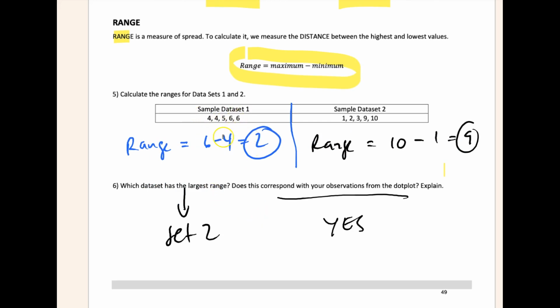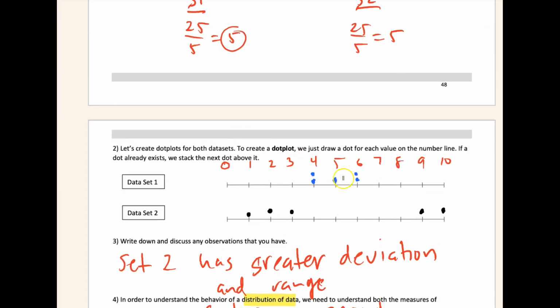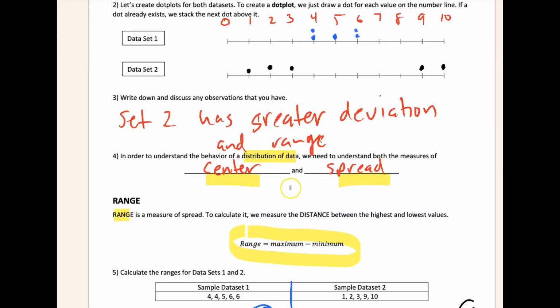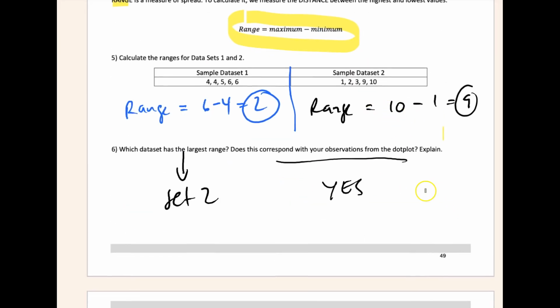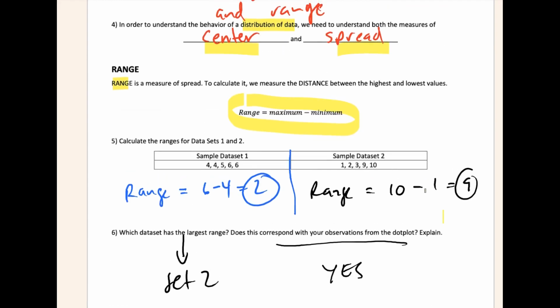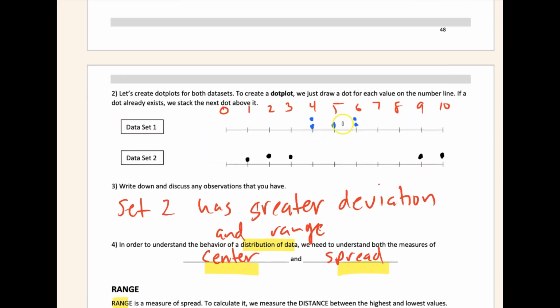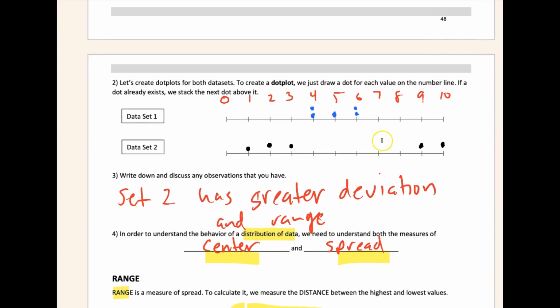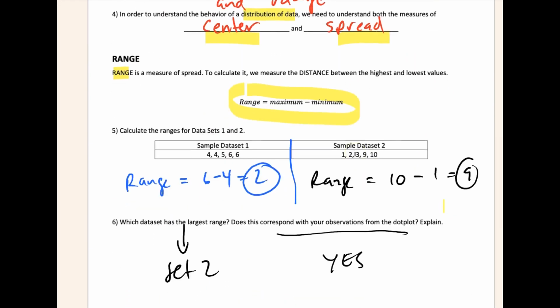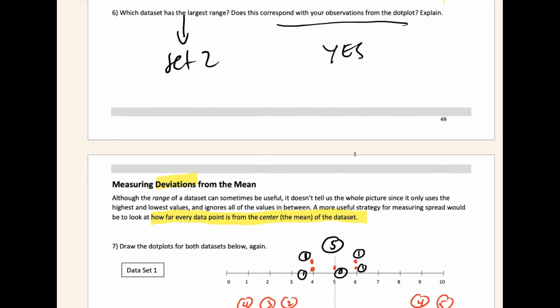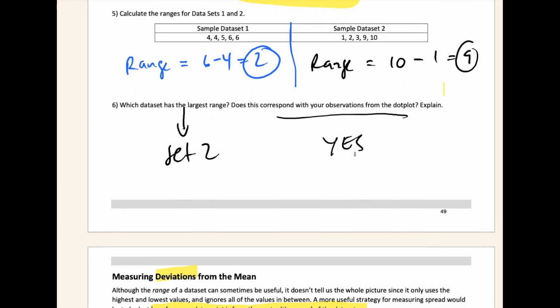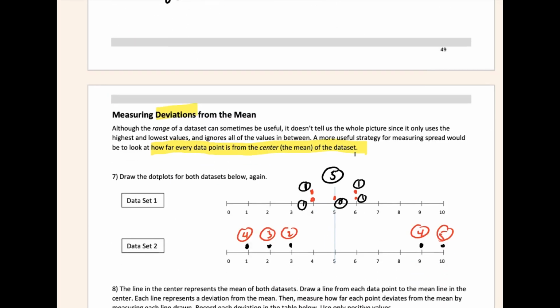Data set 1, which we looked at earlier, you see it's closer together. The difference between the max and the min is 2. Here, from 10 to 1, it's 9. And so that's where you get those values. Does this correspond to the dot plot? Yeah, you can see that the dot plot is more spread out. So that's one way to calculate the measure of spread, through the range.